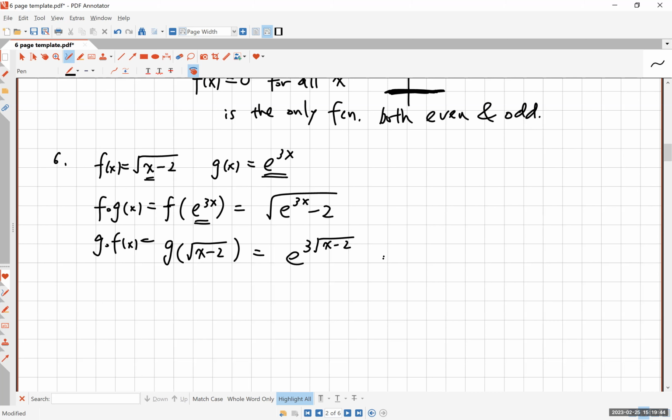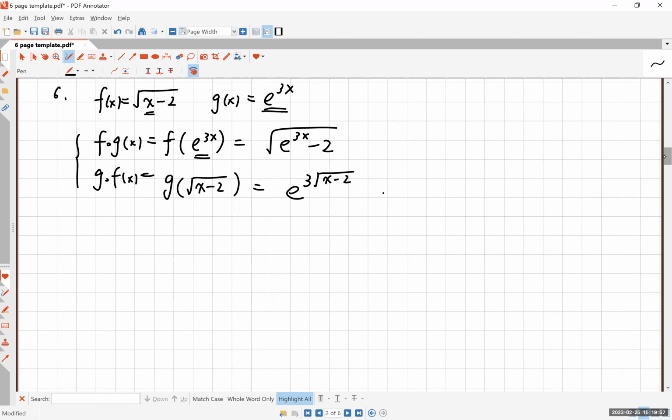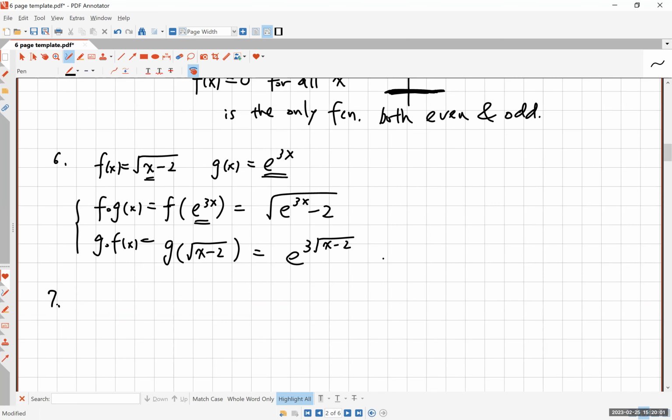So that is the composition g of f. Now notice here, f of g is clearly different from g of f, and that is sort of understood to be a normal thing. When you switch the order of operations, when you do two things in different sequence, the result will be quite different. Okay, all right, let's go to number 7.